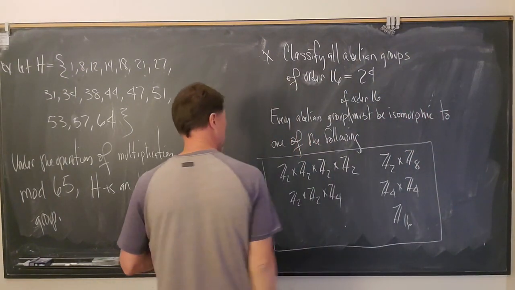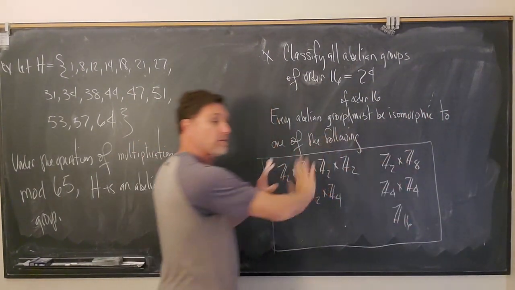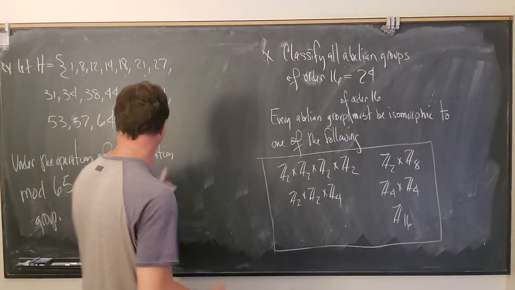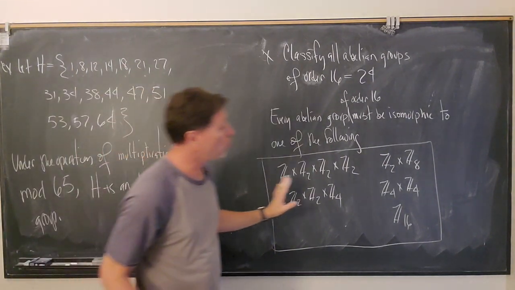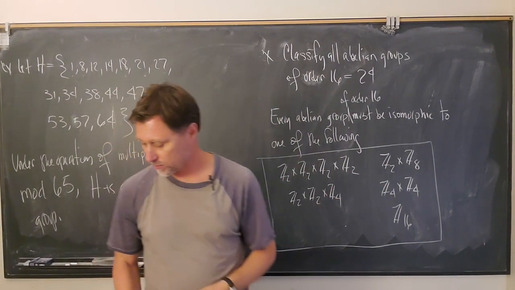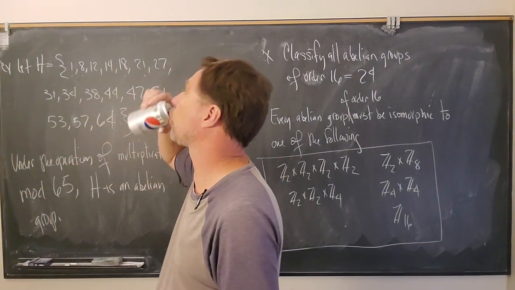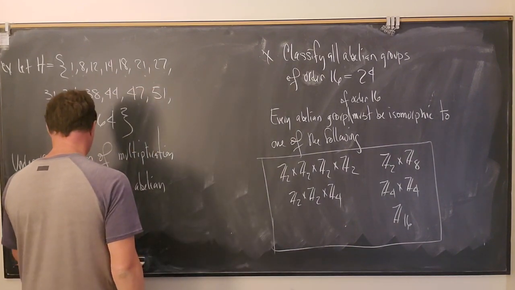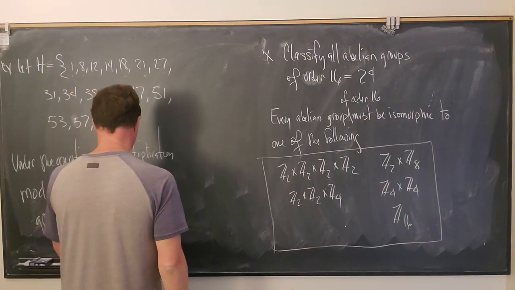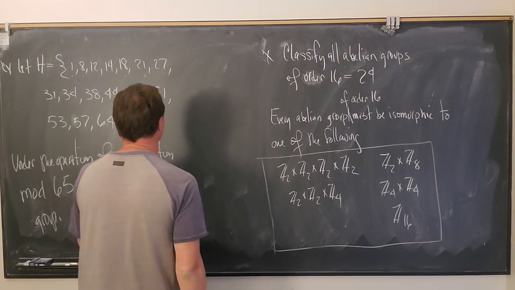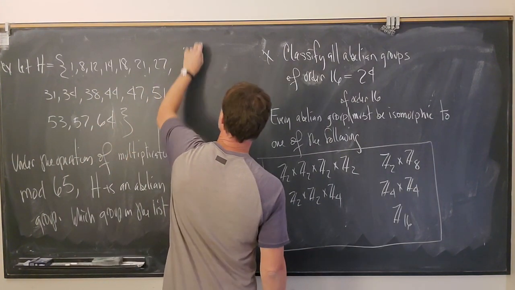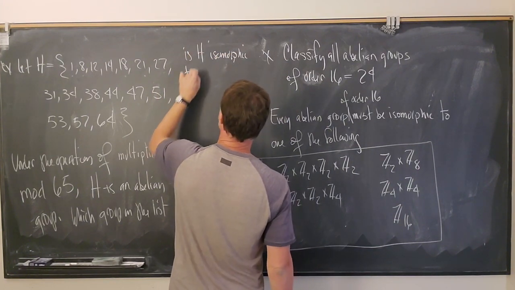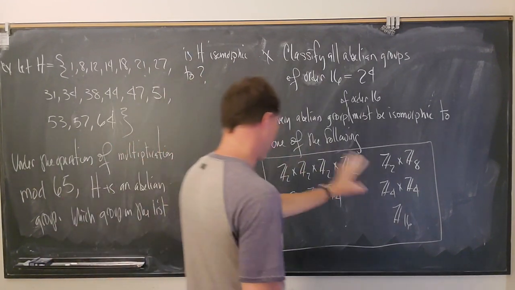According to the fundamental theorem, it must be isomorphic to one of the 5 groups on that list right there. I'm going to have to erase that right now, so take one last look at that. Our group right here must be isomorphic to one of those 5, and we're going to figure out which one it is. So the question: which group on the list is H isomorphic to? Okay, so there's our 5.